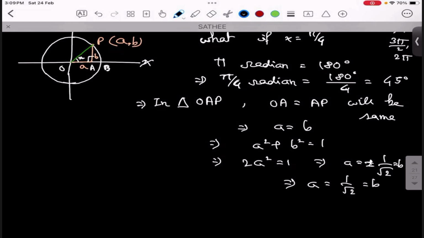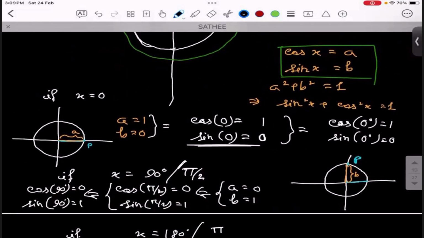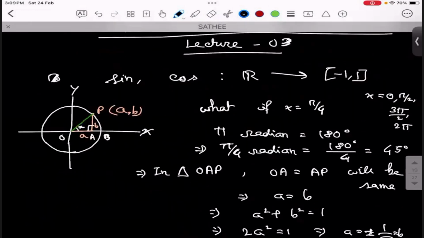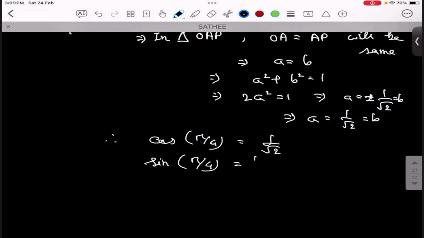So from here, and as we discussed in the last class, we can clearly say cos pi by 4 equals 1 by root 2, and similarly sin pi by 4 equals 1 by root 2.